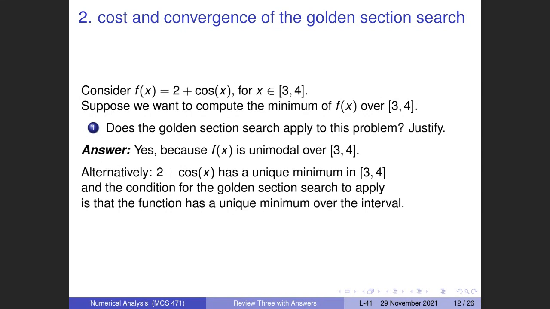Okay, what did we assume with the golden section search? Well, we assumed that there is only one unique minimum. The keyword in this answer is unimodal. You could also explain in greater detail, without using the word unimodal, that there is a unique minimum in the interval. This can also be answered by a plot. If you can plot it, then you can see that there's only one minimum.